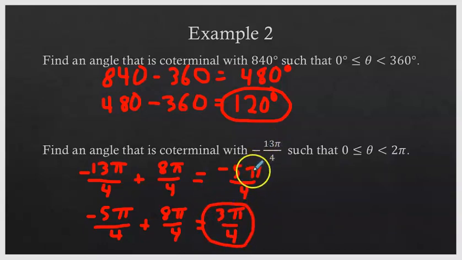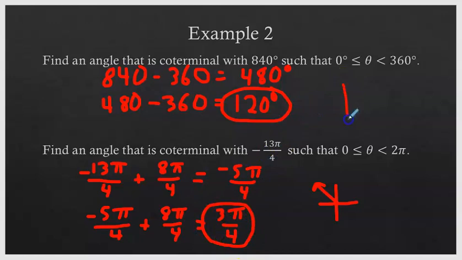So all 3 of these are functionally the same. We call them coterminal with each other. But the one we generally like the most is this 3 pi over 4 one. This is the one that we would be able to find on the unit circle. So 3 pi over 4 would be in this quadrant. All of these angles end up pointing in the same direction, but we like to use the one that is easiest to measure and work with.